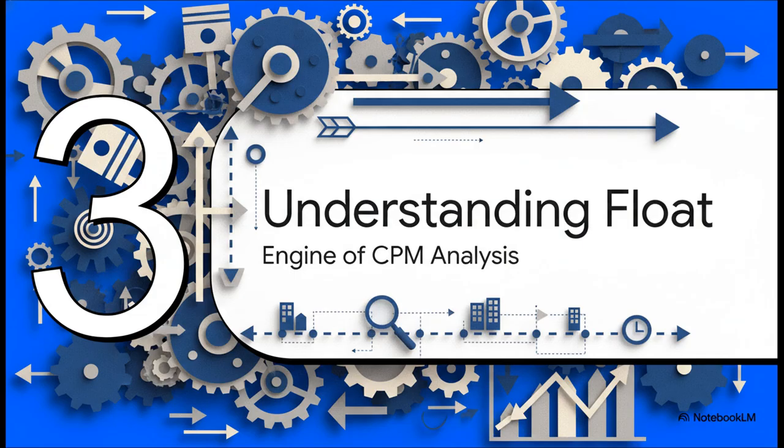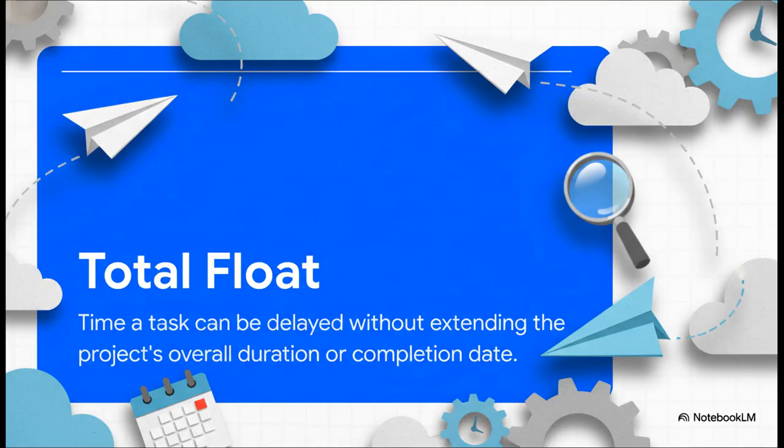Now let's zoom right in on the engine that drives this whole analysis. It's a concept called float. And I'm telling you, if you can master this one idea, you've got the key to proving the impact of almost any delay. So what is total float? It's basically just the wiggle room an activity has. The best analogy is a layover on a flight, right? If you have a 3-hour layover, you've got 3 hours of float. Your first flight can be delayed up to 3 hours, and you'll still make your connection and get to your destination on time. It's the spare time that's baked right into the schedule for certain tasks.